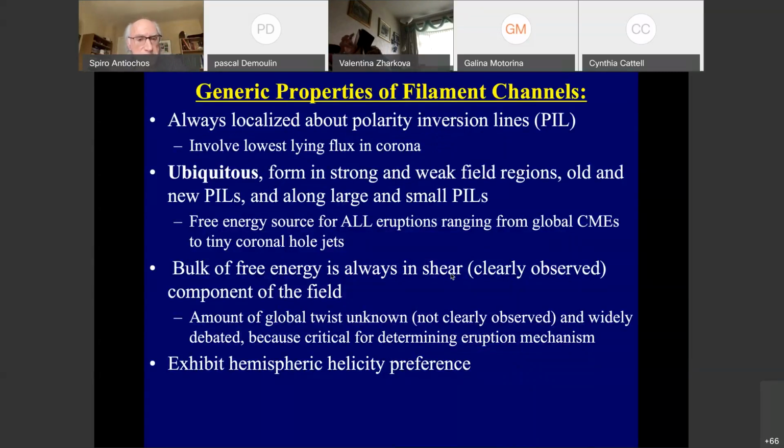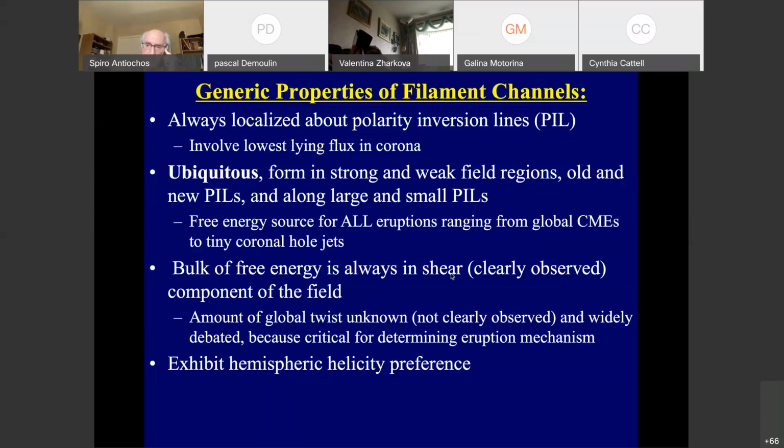They're ubiquitous. They form in strong and in weak field regions, in other words, in active regions and quiet regions and high latitudes, etc. They form in old and new polarity inversion lines. When you have flux emerging, you can see these things appear very, very early on if you have a complex active region, but they also form along old polarity inversion lines. They form along large polarity inversion lines like the ones I showed you that go around the sun in the previous movie, but also in very small polarity inversion lines associated with a coronal jet.